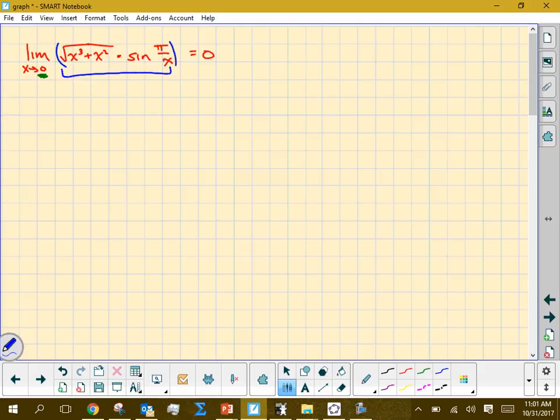What's useful here is what we noticed about this portion of the function, sine of pi over x. With these types of problems, I'm assuming you're probably getting a lot of these that have a trigonometric component to them. And we know that substituting this x directly is going to give me an indeterminate value. So we know we can't do that. That's why we have to use this alternative technique.